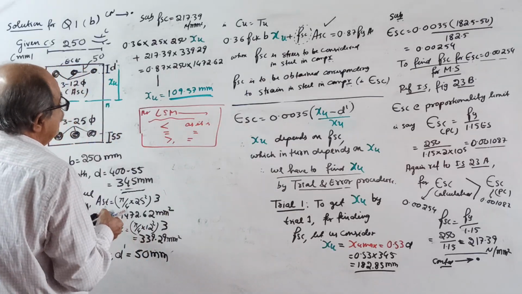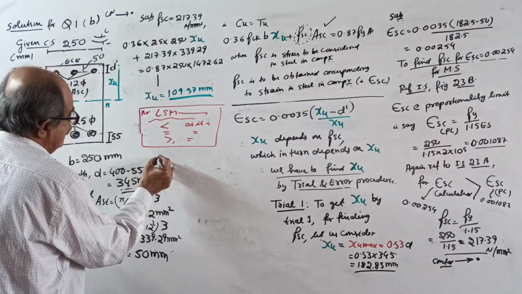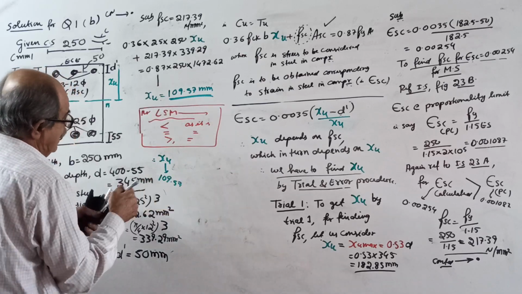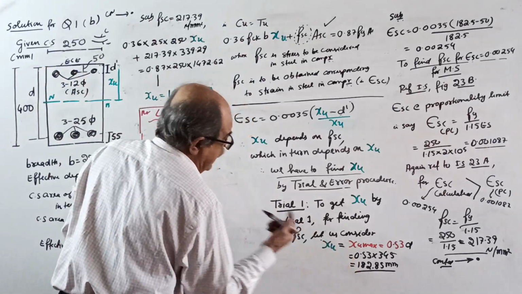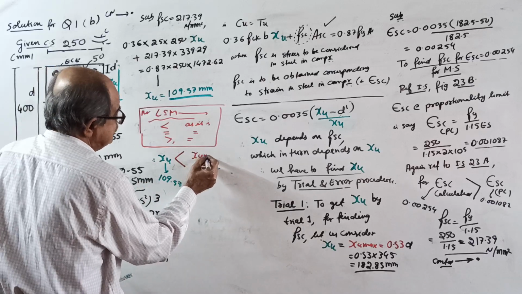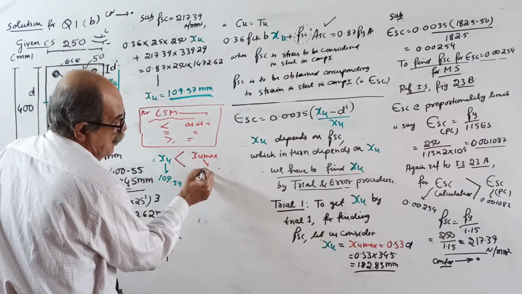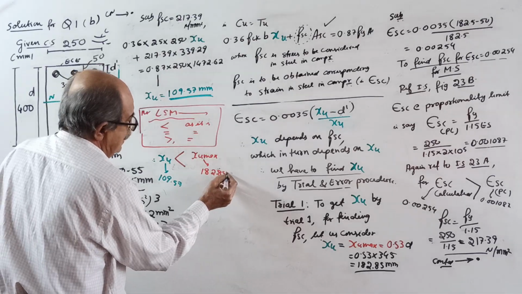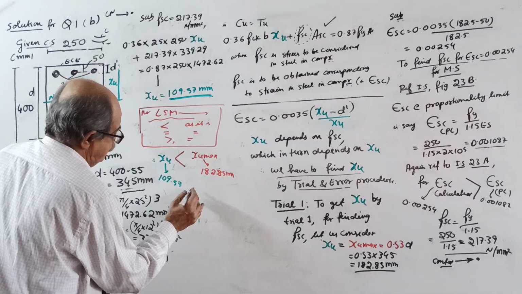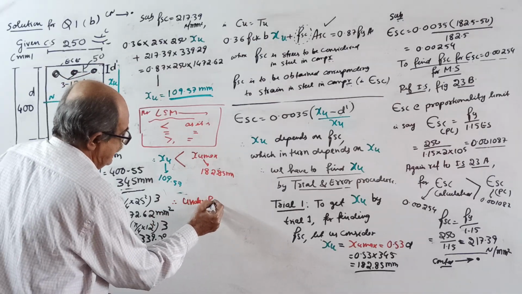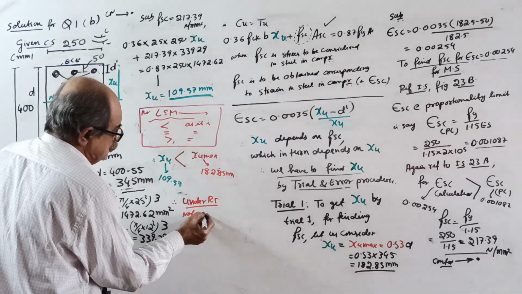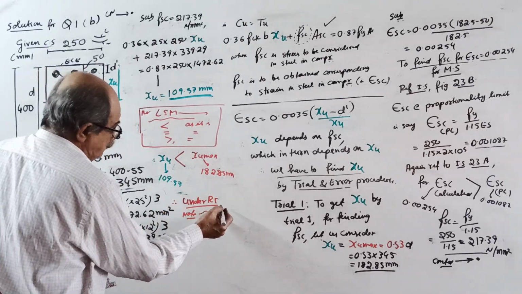Okay, now start. Now compare. Therefore, our XU, how much you got? 109.57 millimeter. XU max already calculated, 182.85 millimeter. It is less than your XU max. Therefore, cross section is under reinforced. Write under reinforced. Make a note here. Under reinforced means XU will be as it is, so actually not required. You write OK.